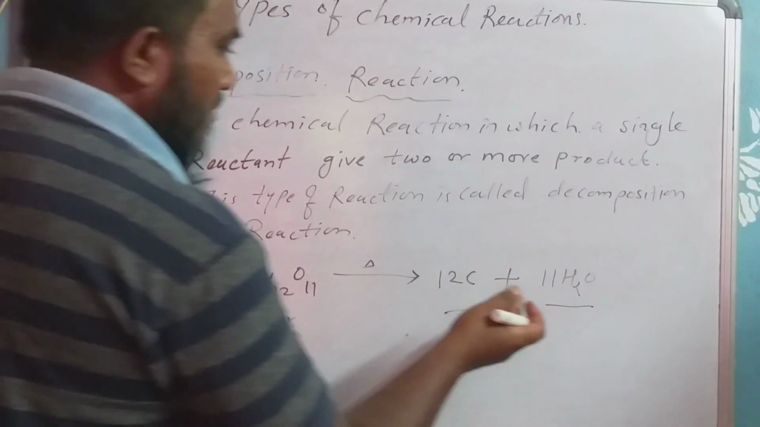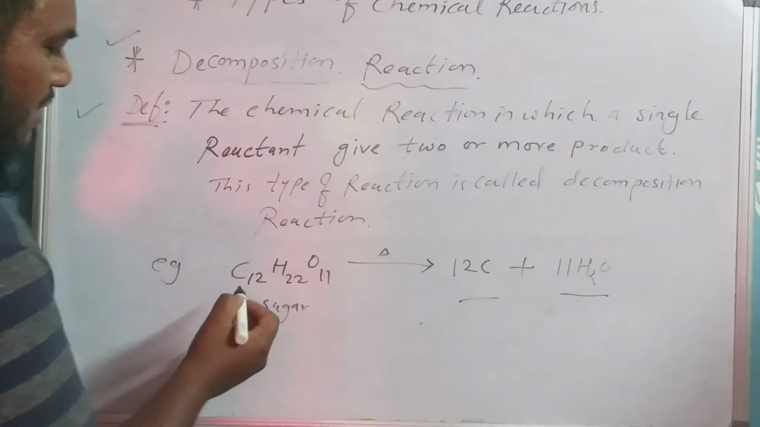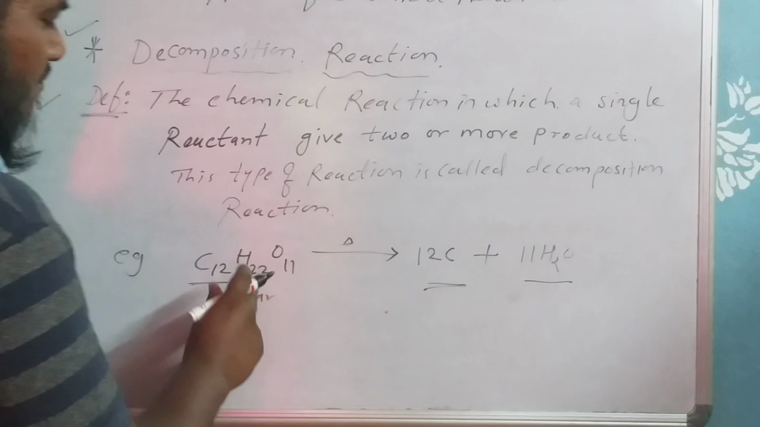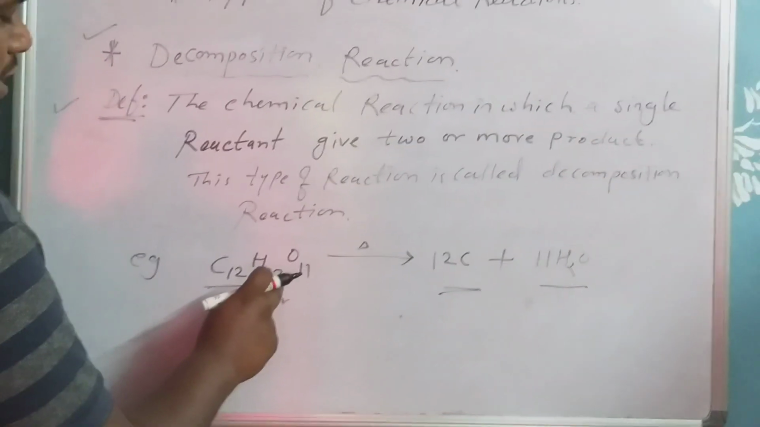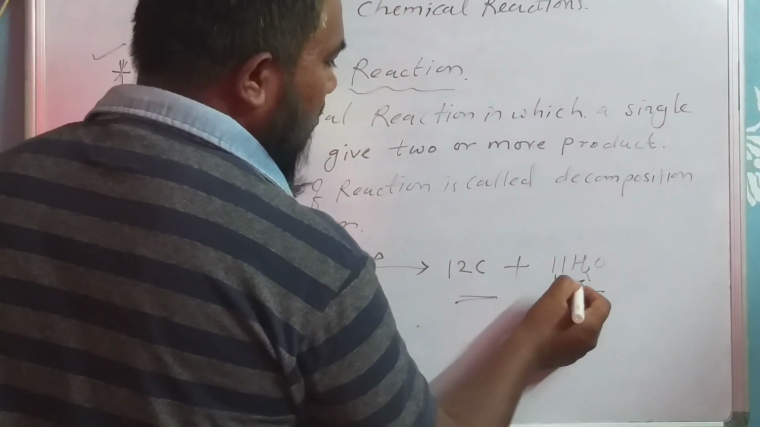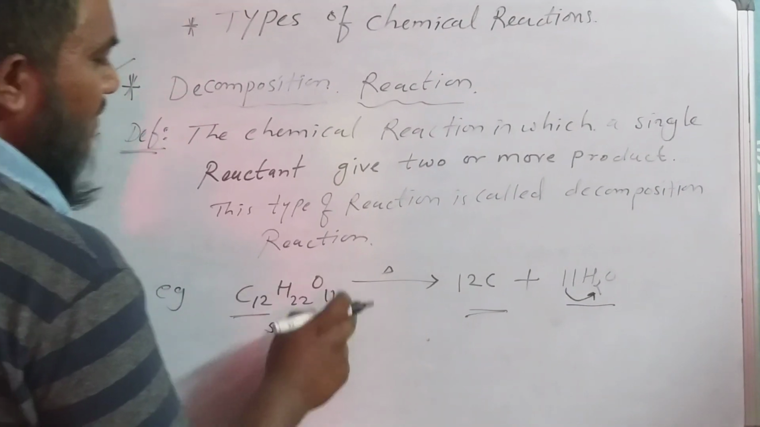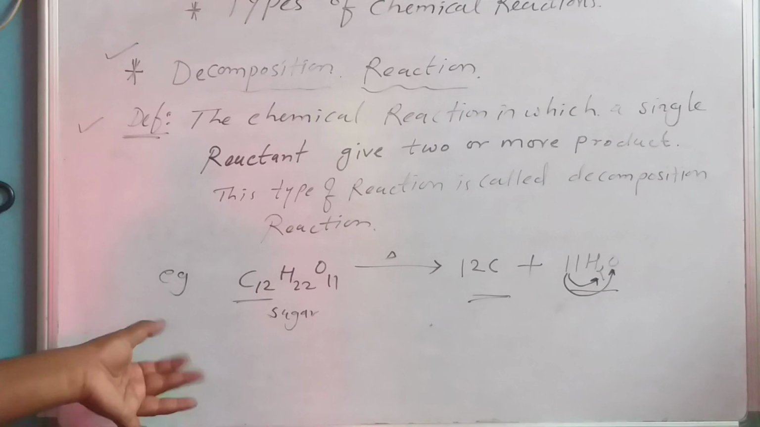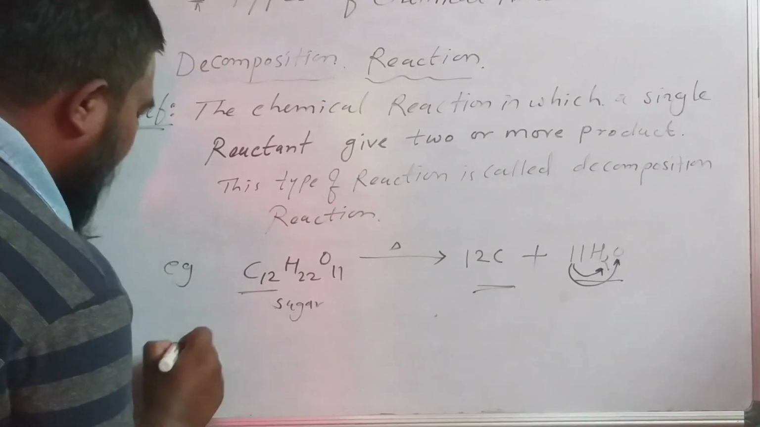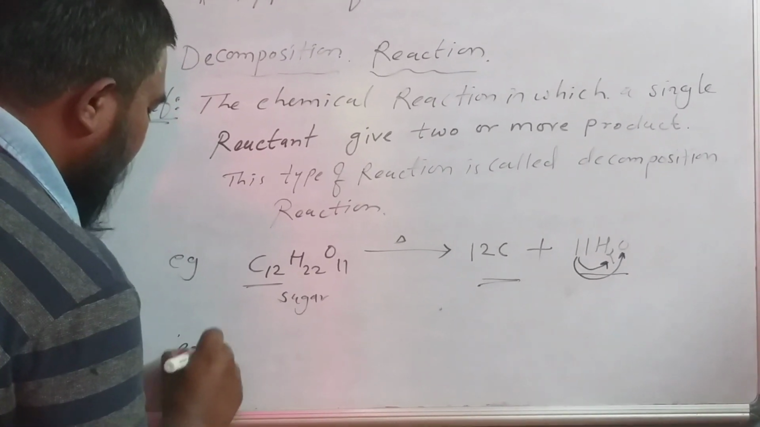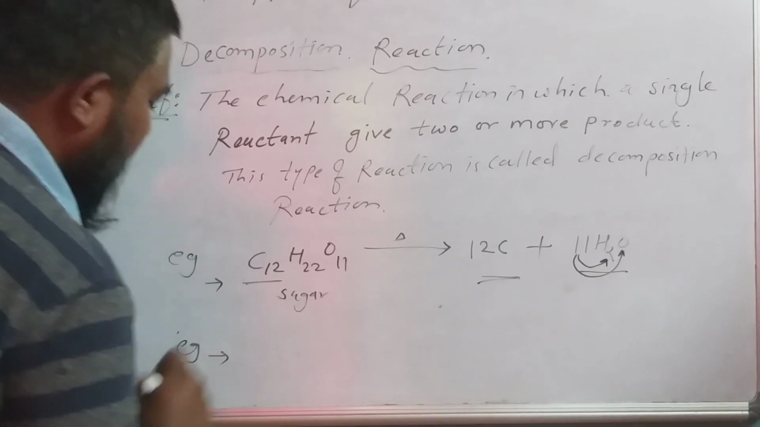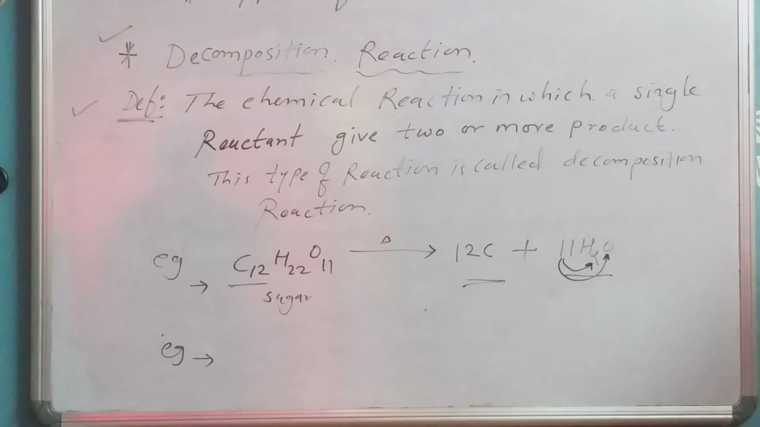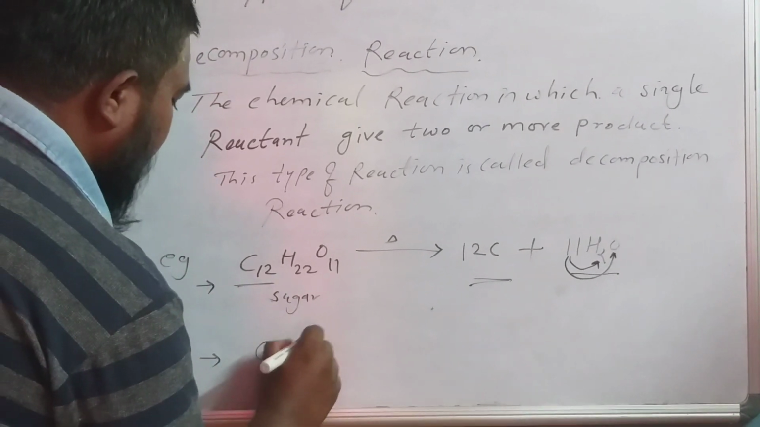Now, according to the balancing of the chemical reaction, carbons are 12, and on the right hand side also 12. Hydrogens, 22 hydrogens are here, that means 11 twos are 22, and 11 oxygens are here, means 11 ones are 11. Like this the reaction is balanced. Another example is CaCO3.